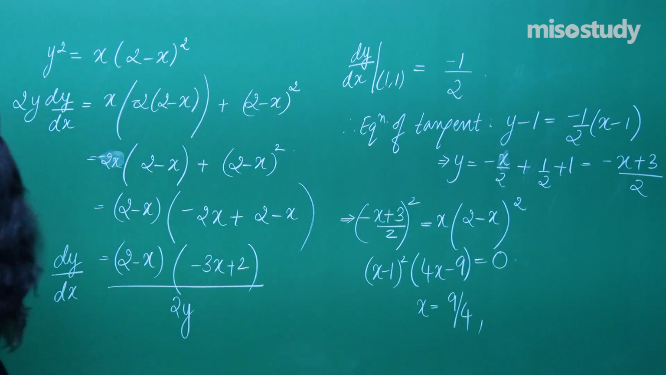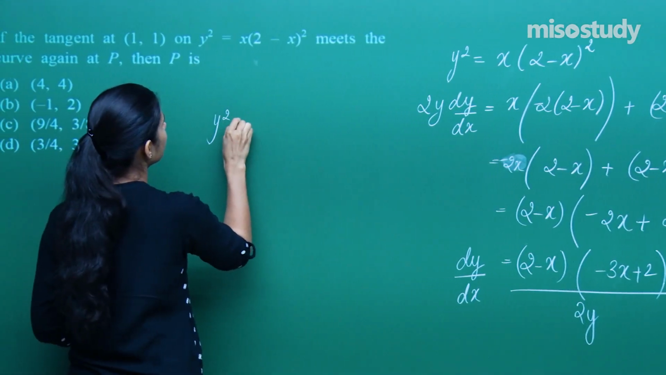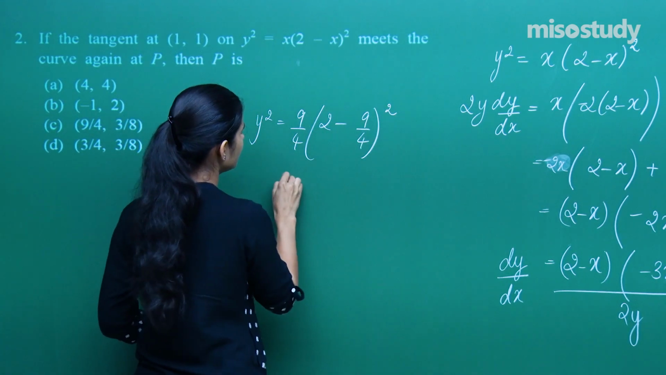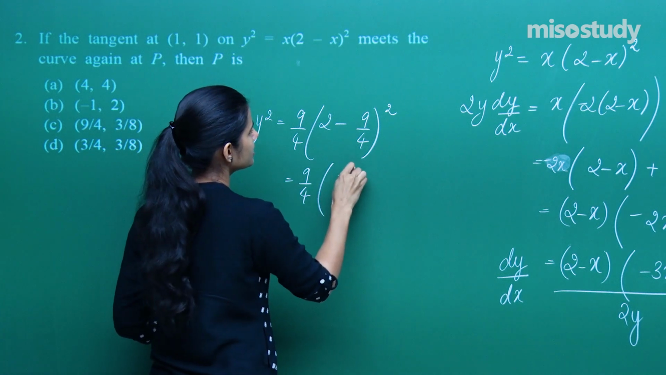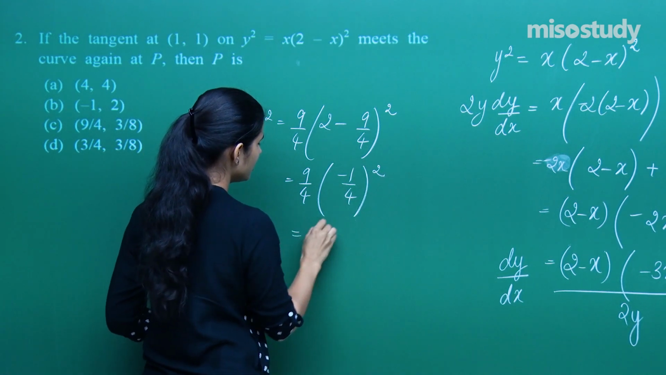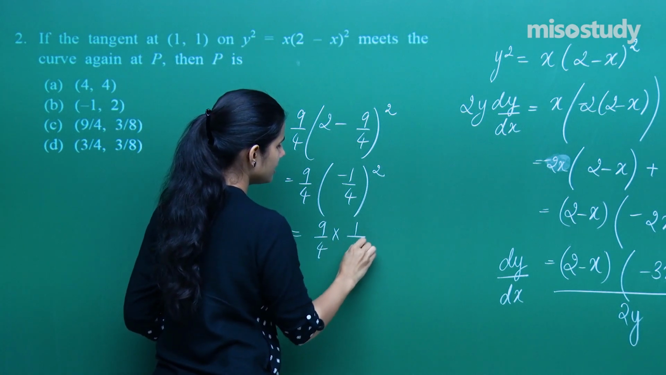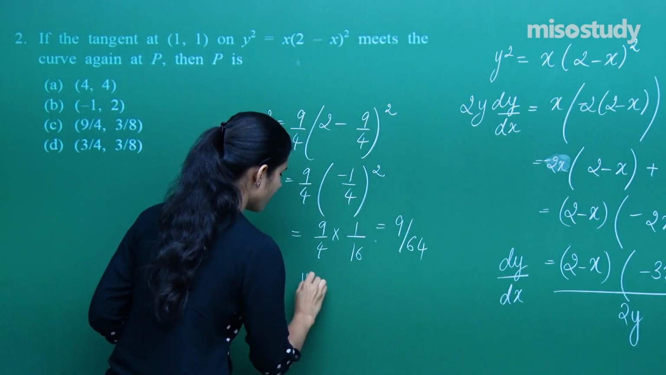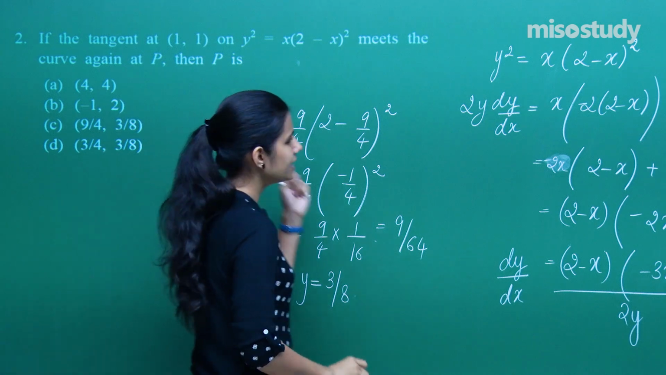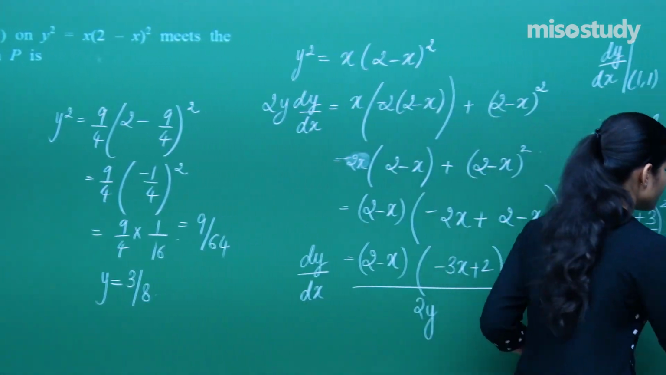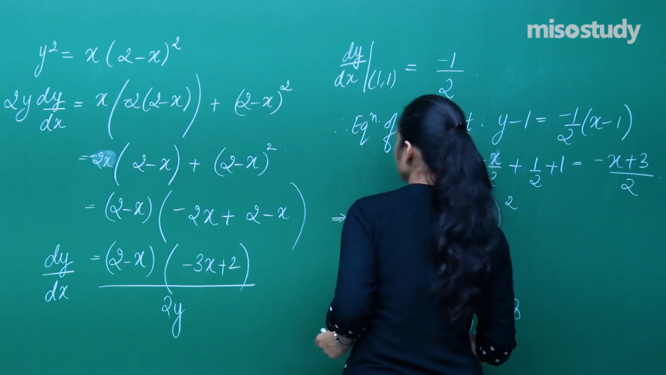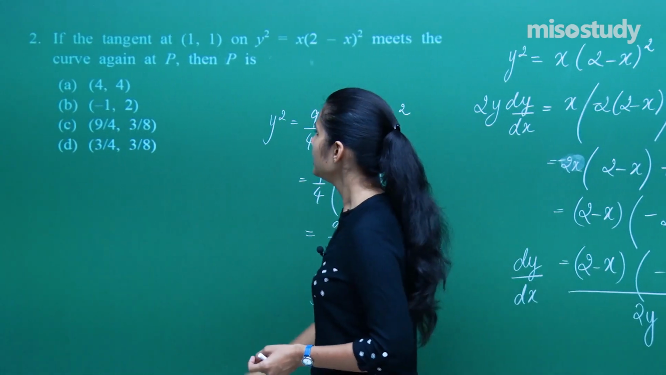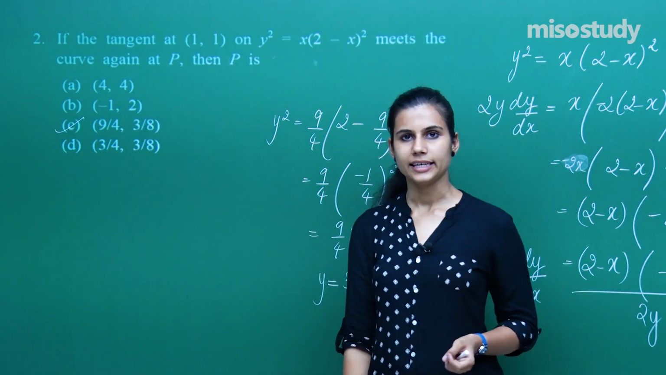If x is 9 by 4, y square is 9 by 4 into (2 minus 9 by 4) whole square, which is 9 by 4 into (minus 1 by 4) whole square, which is 9 by 4 into 1 by 16, which is 9 by 64, and therefore y comes out to be 3 by 8. So, therefore, x is 9 by 4 and y is 3 by 8. This is that particular point where the tangent to this curve at this point meets this curve. It is (9 by 4, 3 by 8).